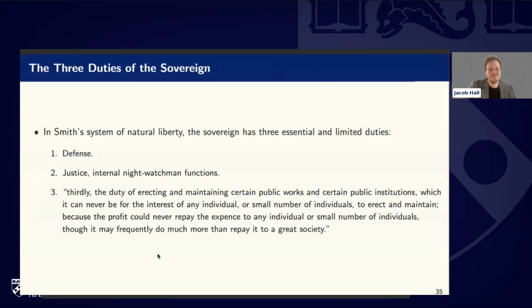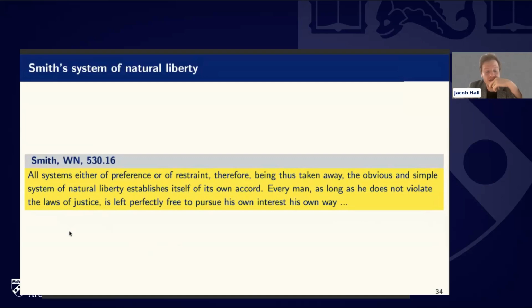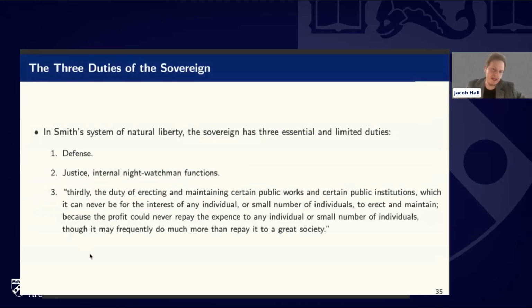Okay. So as we're articulating this, the system of natural liberty and advocating for less intervention, the question is, well, what does Smith want the state to do at all? And so we enter into what we now think of as political theorizing or political economy. In his system of natural liberty, the sovereign has three essential and limited duties. One is defense. The other is justice, a kind of internal night watchman function, like police, fire, or the court system. Defense means the military, the army, the navy.